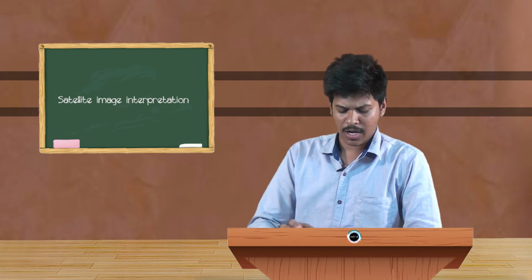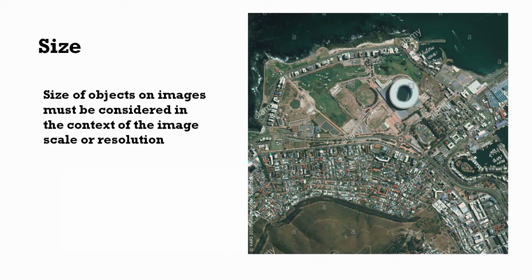Now let's go to the second one. The second element is size. Size is kind of a scale. In the image, you can observe there is a stadium, and the size of the stadium is very relative to the other buildings which are located nearby.